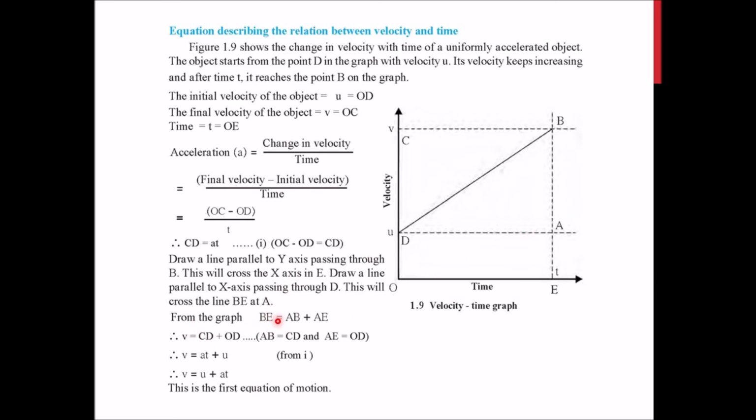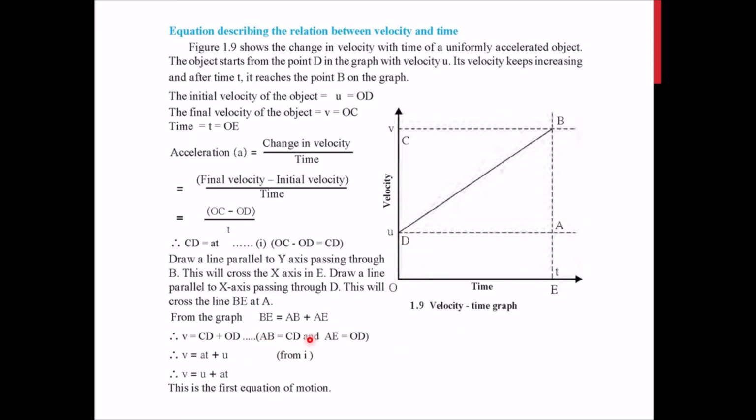From the graph we will be able to find out BE. Look at this figure, BE will be nothing but AB plus AE. Now v is equal to CD plus OD. How did you get it? Because CD is equal to AB. v, that is the final velocity, will be CD plus OD. As you know, final velocity is also given by OC. So OC is comprised of two lines, OD and CD. Therefore, CD is equal to AB and AE is equal to OD.